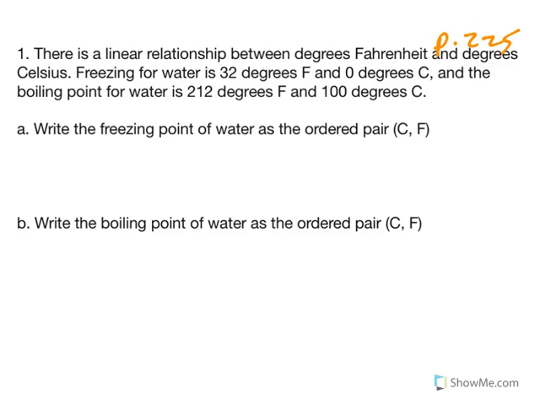So there's a linear relationship between degrees Fahrenheit and degrees Celsius. Now when they tell you there's a linear relationship, that means if you graph this, it'll be a straight line. So freezing for water is 32 degrees Fahrenheit and 0 degrees Celsius, and boiling point for water is 212 degrees Fahrenheit and 100 degrees Celsius. So parts A and B, we just want to write ordered pairs.